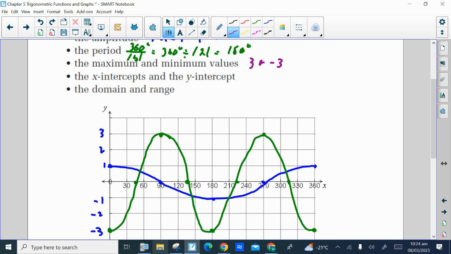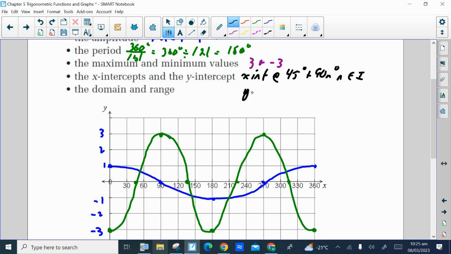Our x-intercepts, we can see the first one is at 45 degrees, and the next one is at 135 degrees. They are 90 degrees apart. And then from 135 to 225, again, those are 90 degrees apart. So our x-intercepts are starting at 45 degrees and every multiple of 90 degrees from that.